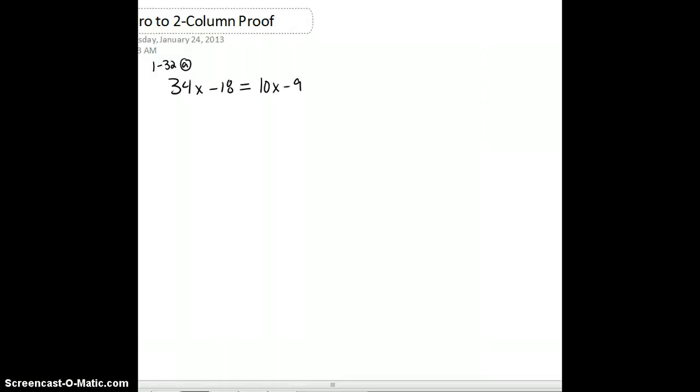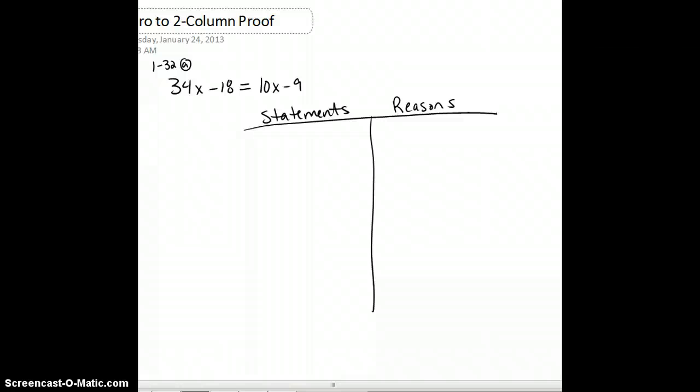Now remember, the problem answers are provided for you, so check those out. If you're not getting the answers, then try working backwards. But here's how we're going to set up 1-32 letter A in two-column format. First, I'm simply going to make 2 columns. I'm going to label one side statements, the other side reasons.